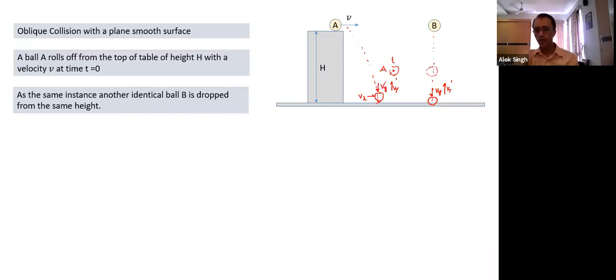If you understand this, I think it gives you a good intuitive understanding of what happens in case of oblique collision. So along the line of collision, nothing changes. See, this remains the same. Along the line of collision, a similar thing keeps happening.